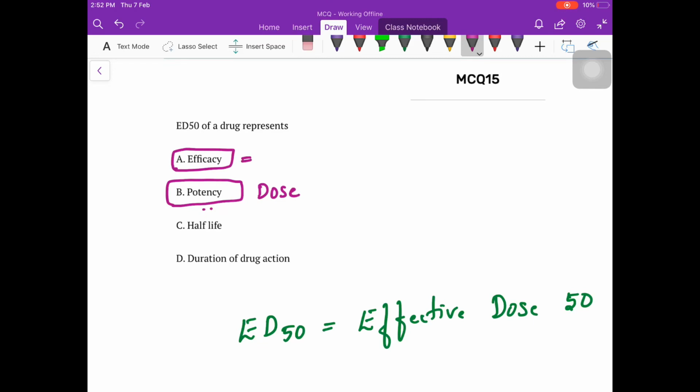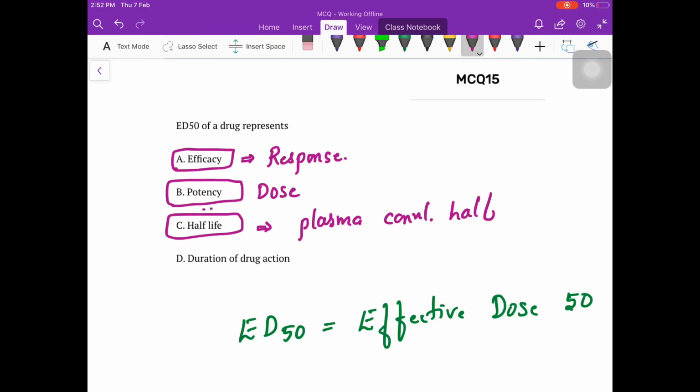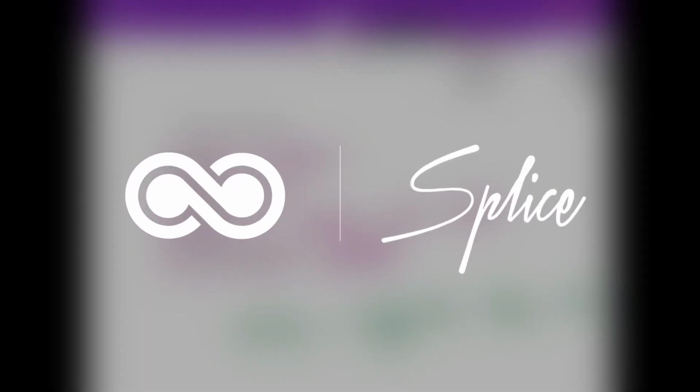Efficacy is the y-axis component, which is the response, the maximum response which we obtain from the drug. Half-life is the duration to reduce the plasma concentration to half. Duration of action is how long the drug stays in the body above the minimum effective concentration. It doesn't mean that it has to stay for 10 hours, but the duration for which it is more than MEC, minimum effective concentration, will be the duration of drug action. So the correct answer is potency.